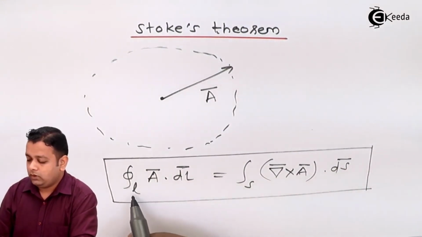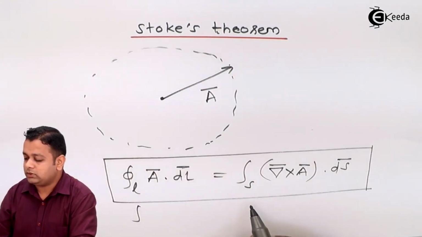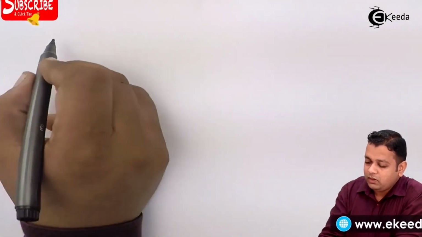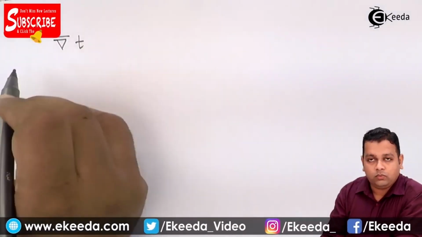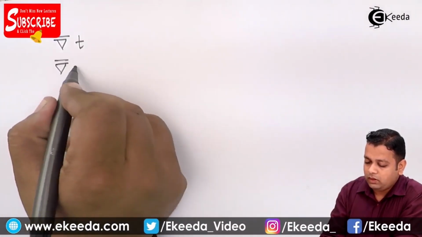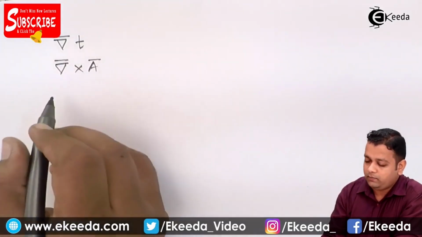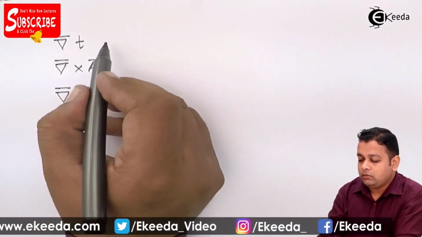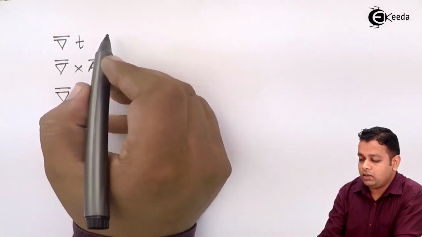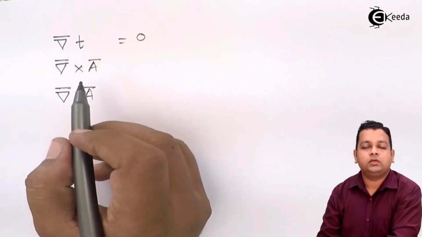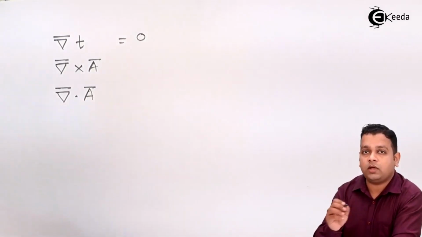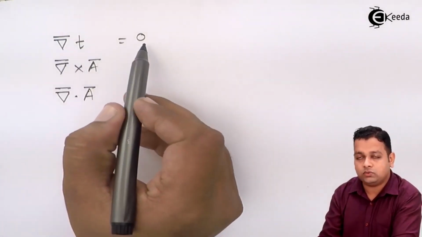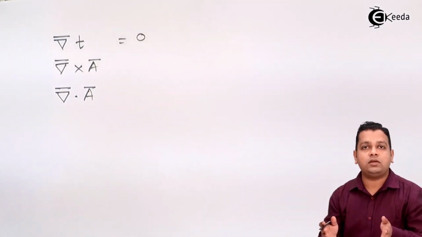So here this is line integral, single integral, this is surface integral, means double integral. So we follow the same notations. Del bar t for a gradient, del bar cross of A bar for curl, del bar dot of A bar for divergence. Now if del bar t is equal to 0, so it means gradient of t is 0. For example, we had taken the temperature to be the scalar quantity. So if del bar t is equal to 0, it means the temperature gradient is 0.